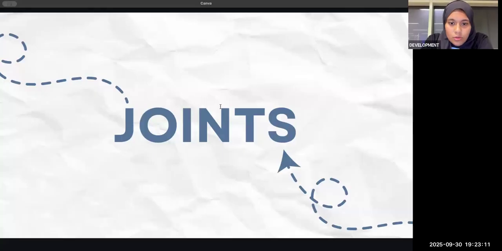Extensor digitorum longus in the leg. There's both: there's one in the fingers, and there's one in the leg as well. Both, like your toes and your fingers.